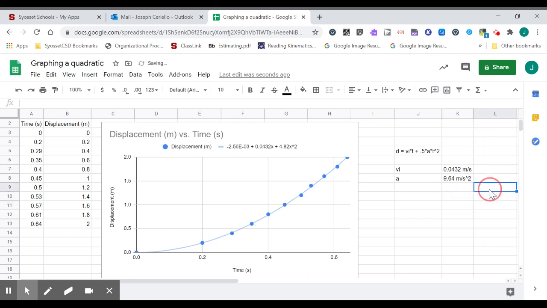All right, so there's how we do some quadratic stuff. Really cool way to find the acceleration, to find the initial velocity. We'll definitely be using this in the future, so make sure you know this.